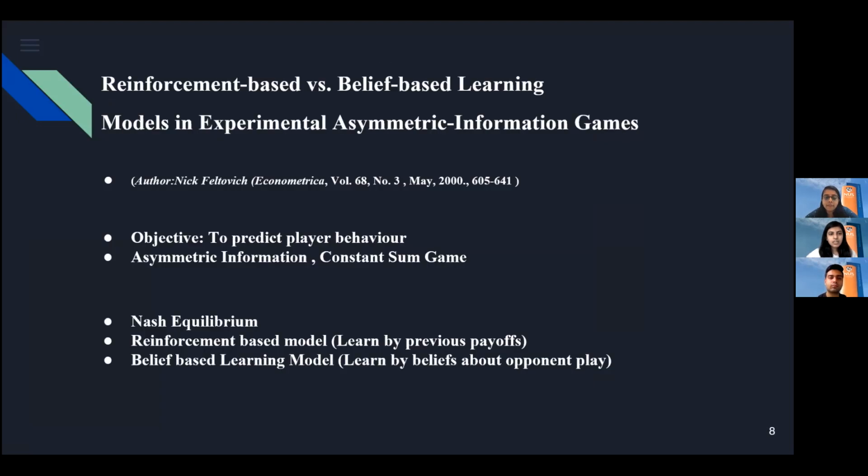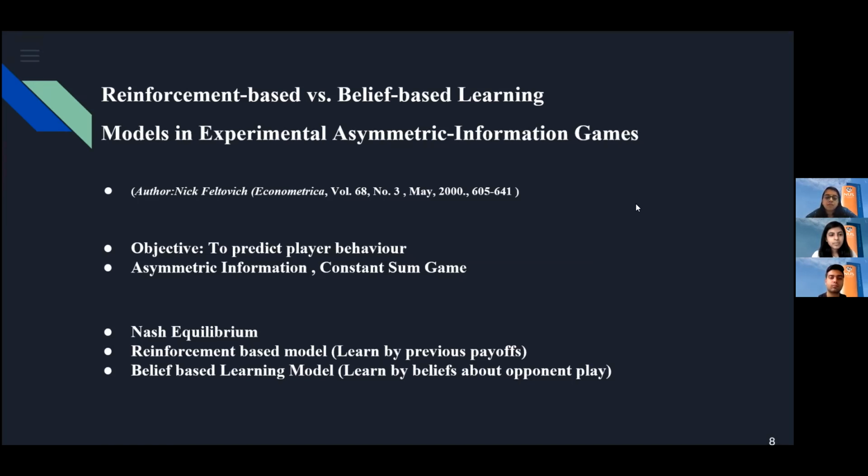Our final paper is reinforcement-based versus belief-based learning models in experimental asymmetric information games, written by Nick Feltovich. Game theory helps economists predict the behavior of people when they are in conflict or have interests opposing those of their opponents. The objective of this paper is to analyze whether we can predict player behavior in a game that is asymmetric, as in the information that the player has in the game environment is not equal. That is, some players may have incomplete information to play the game and must make their decisions to the best of the knowledge given to them.